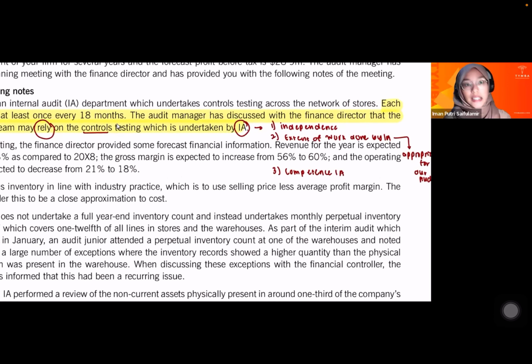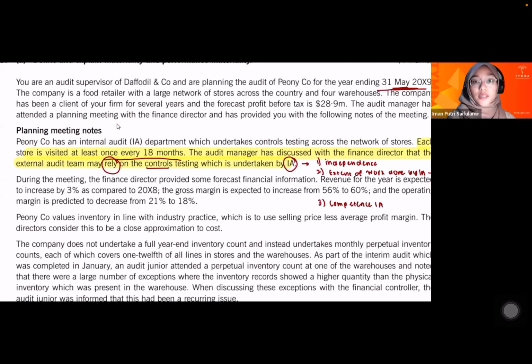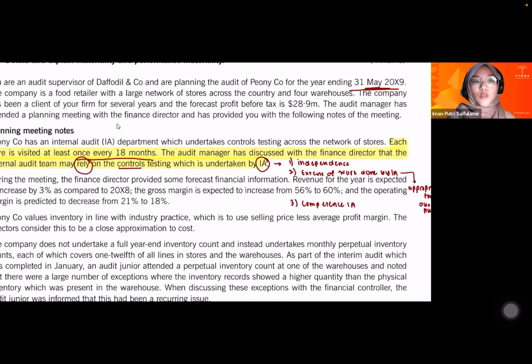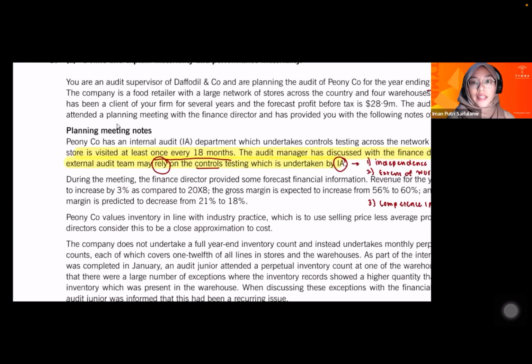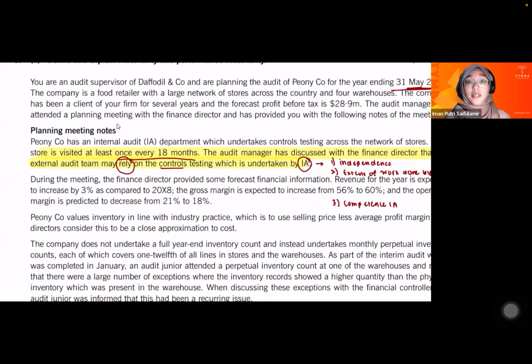Okay, and another thing is, the store visit is only once every 18 months. This may be a very long time here. Each store is visited at least once every 18 months, so there can be deficiencies in the internal control that may be unidentified or undetected because they only visit the stores once every 18 months. Okay, so there I've already hinted to you guys, right?